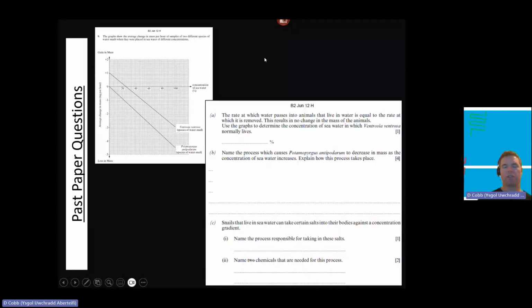So let's have a look at those questions. Again, you can pause, have a go. So the rate at which water passes into animals that live in water is equal to the rate at which water is removed. This results in no change in the mass of the animals. Yeah, fine. Use the graph to determine the concentration of seawater in which Ventrosia ventrosa normally lives.